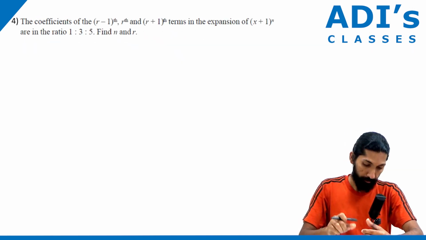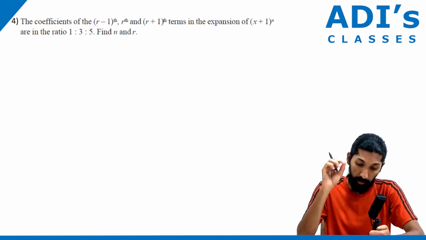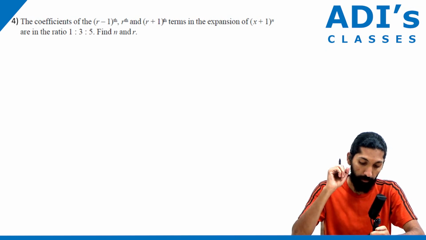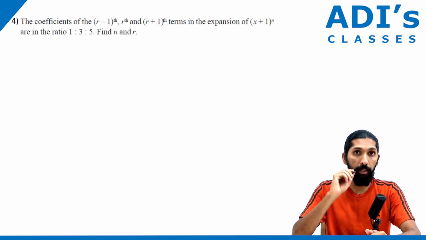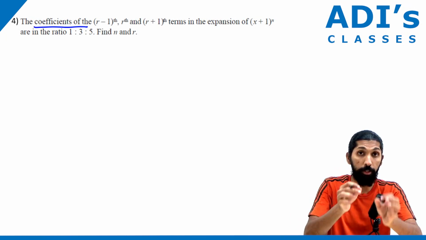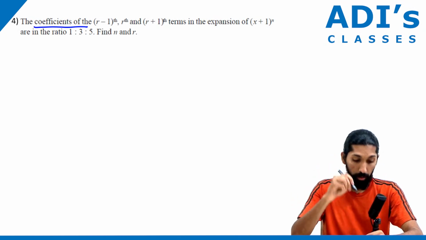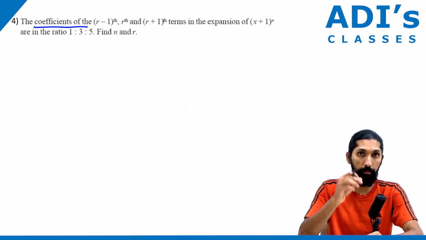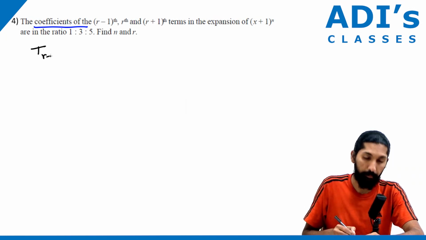See the next problem. The coefficients of the r minus 1th, rth and r plus 1th terms of the expansion of this one are in the ratio 1:3:5. Find n and r. Now here, I want you to see one very, very important part of the question. The coefficients. Coefficients. Correct? So now what we'll do? Whenever we talk about coefficients of the r minus 1, what we are looking at is t r minus 1. Correct?